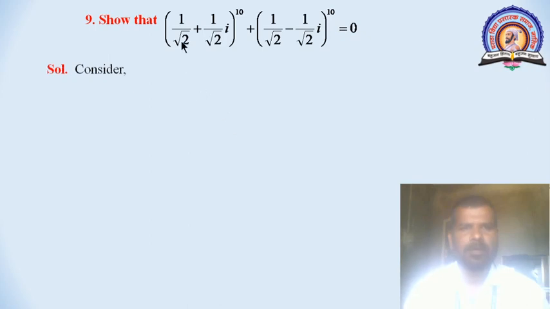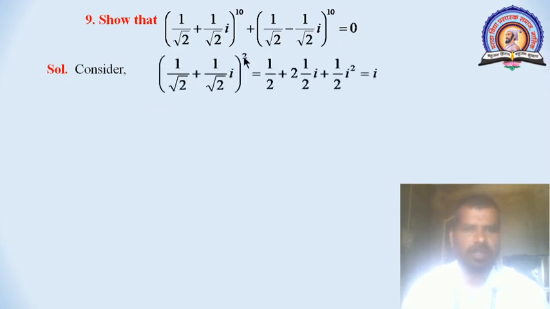The next example is show that (1 upon root 2 plus 1 upon root 2 i) raised to 10 plus (1 upon root 2 minus 1 upon root 2 i) raised to 10 is equal to 0. Firstly, we consider (1 upon root 2 plus 1 upon root 2 i) square. Simple: use the square of (a plus b), a square plus 2ab plus b square. Using that result, you will get 1 by 2 plus 2 into 1 by 2 i plus (1 by 2 i) square. The value of i square is minus 1. So the 1 by 2 and minus 1 by 2 cancel, the 2 upon 2 cancels, and only i is there.